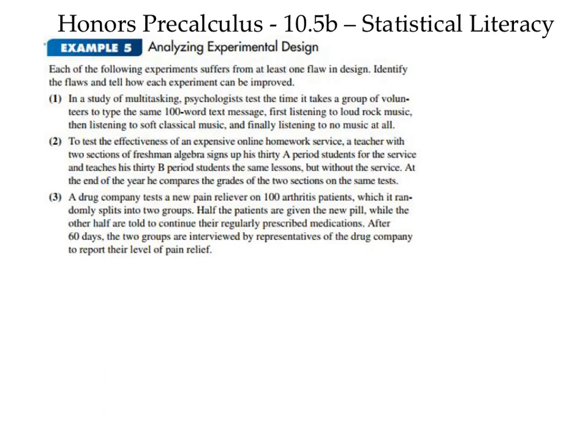Number 3. A drug company tests a new pain reliever on 100 arthritis patients, which it randomly splits into 2 groups. Half the patients are given the new pill, while the other half are told to continue their regularly prescribed medications. After 60 days, the 2 groups are interviewed by representatives of the drug company to report their level of pain relief. Here's the problem with that one.